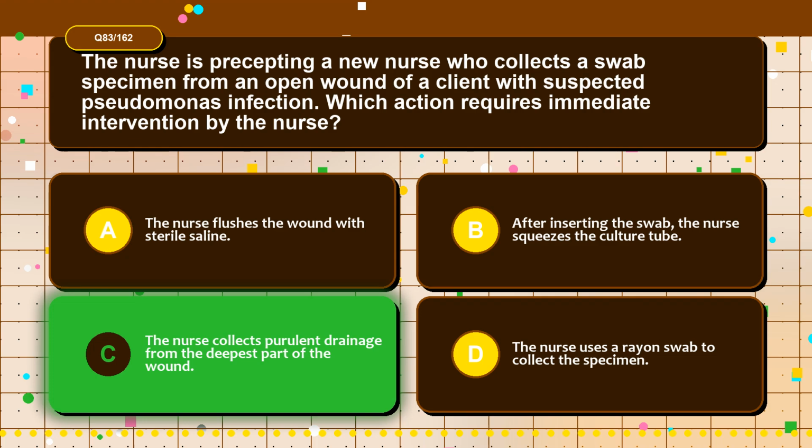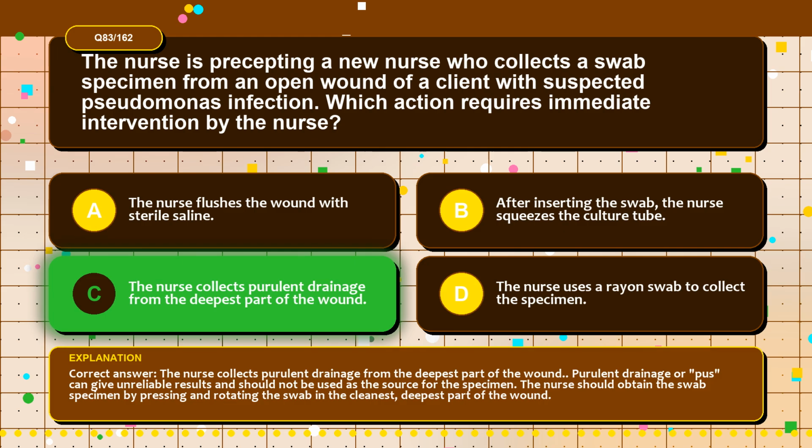The correct answer is option C. The nurse collects purulent drainage from the deepest part of the wound. Purulent drainage or pus can give unreliable results and should not be used as the source for the specimen. The nurse should obtain the swab specimen by pressing and rotating the swab in the cleanest, deepest part of the wound.